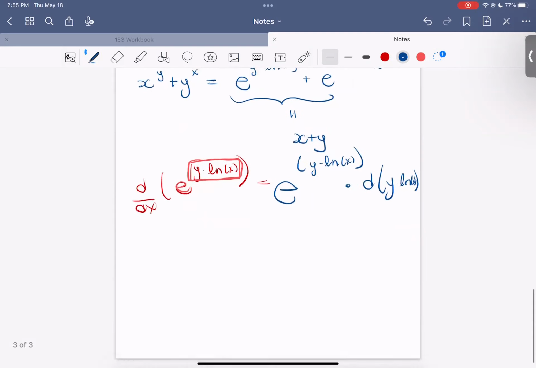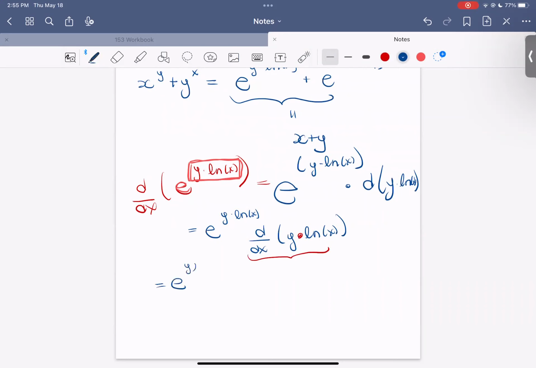I'm running out of room, so let me rewrite that a little smaller. So e to the y times ln of x times the derivative of y times ln of x. Okay, so now I just need to carry out this derivative. Notice I have a product here, so I'm going to use the product rule. So this becomes e to the y ln of x times the first, which is y, times the derivative of the second. Derivative of natural log is just 1 over x, plus the derivative of the first, which would be y prime, because y is a function of x here, times the second, so times ln of x.